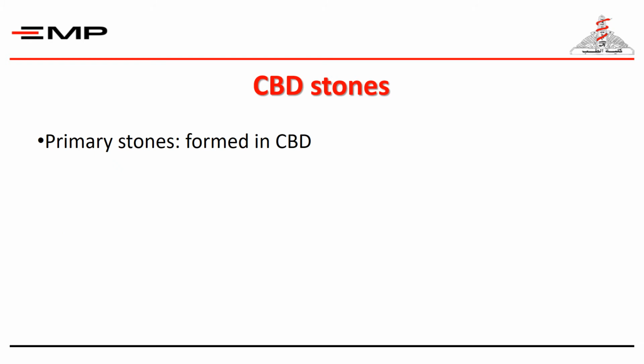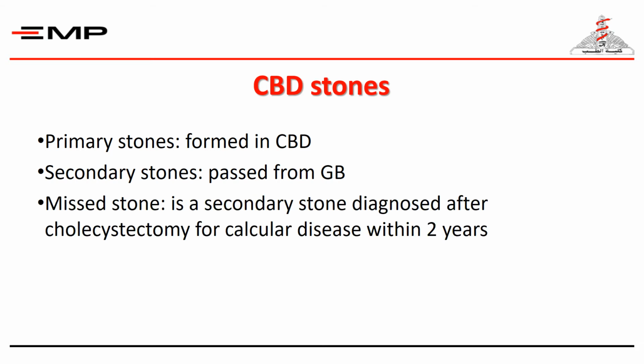Primary stone of CBD is a stone which formed inside the CBD, while a secondary stone is a stone which formed inside the gallbladder then passed to the CBD through the cystic duct or a fistula. If a stone in the CBD is diagnosed within 2 years of cholecystectomy, it is assumed that it was in the CBD at time of surgery, but was missed in preoperative diagnosis.